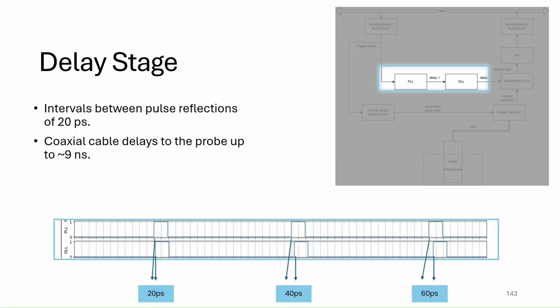Secondly, we have the delay. This is to compensate for the delay that the coaxial cable is going to have. We are going to have intervals of reflections of 20 picoseconds, but the coaxial cable has a delay of 9 nanoseconds. So for this, we have 2 different delays to compensate. Delay 1 is between the PLL and the DLL, and delay 2 is between the DLL and the sample head.